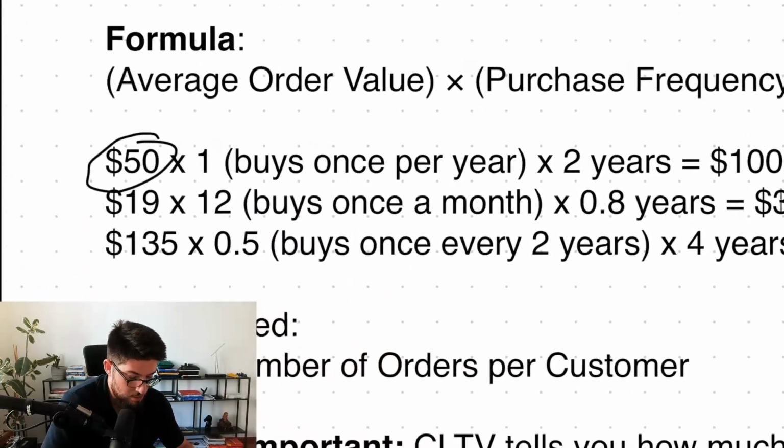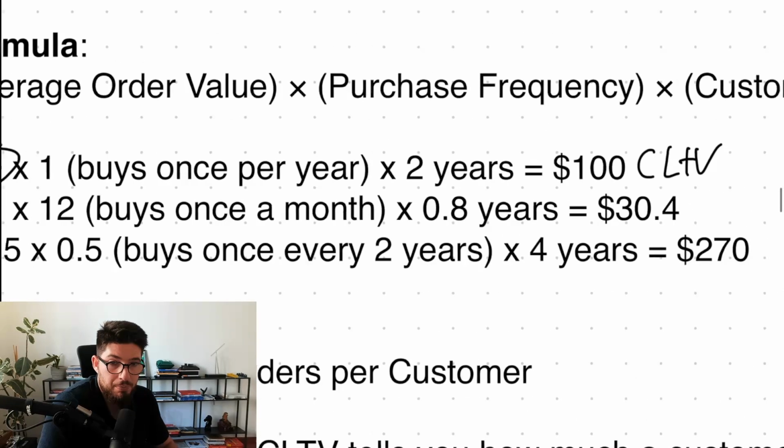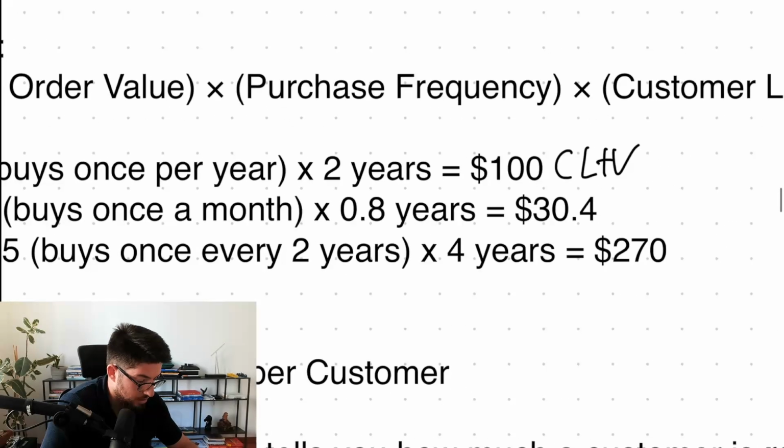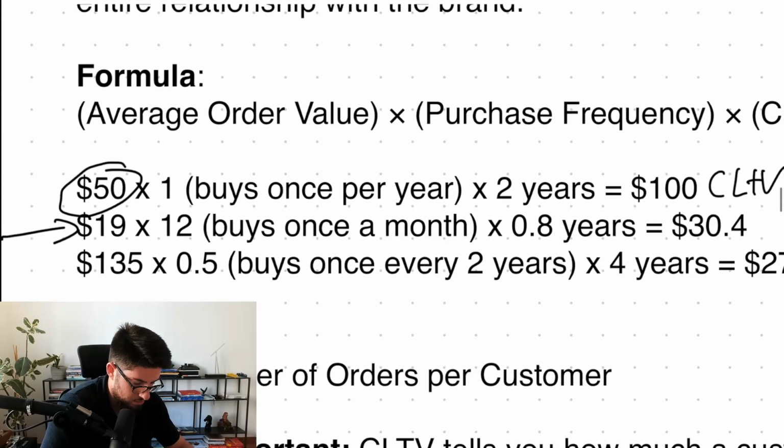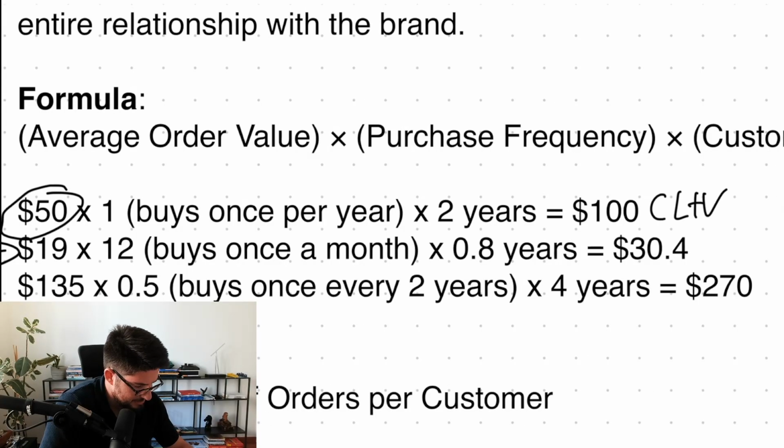Nice. But what if my AOV is very low, so a subscription here, where they pay $19 and they buy 1 time per month and they stay subscribed for 0.8 years. So it's not a full year. That's going to be a 30, is this correct? No, this is not even correct. Let me see, this cannot be that.